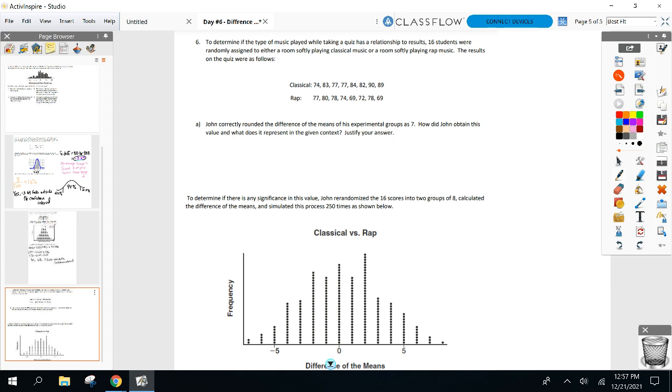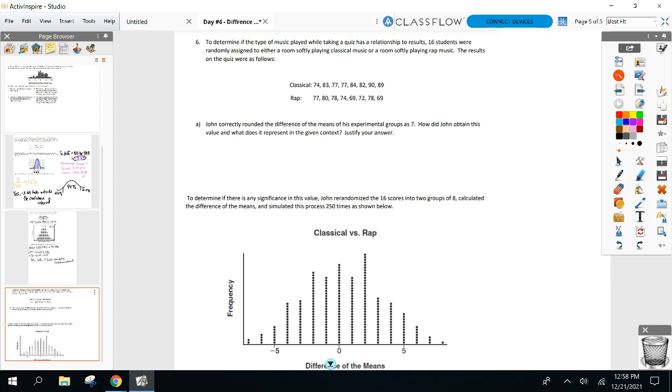Here we go. Half the class is going to listen to classical, half the class is going to listen to rap while they study, and we're going to compare your quiz scores again. So classical group, there are your quiz scores. Rap group, there are your quiz scores. John said he rounded the difference of the means as 7. How did he get that value?